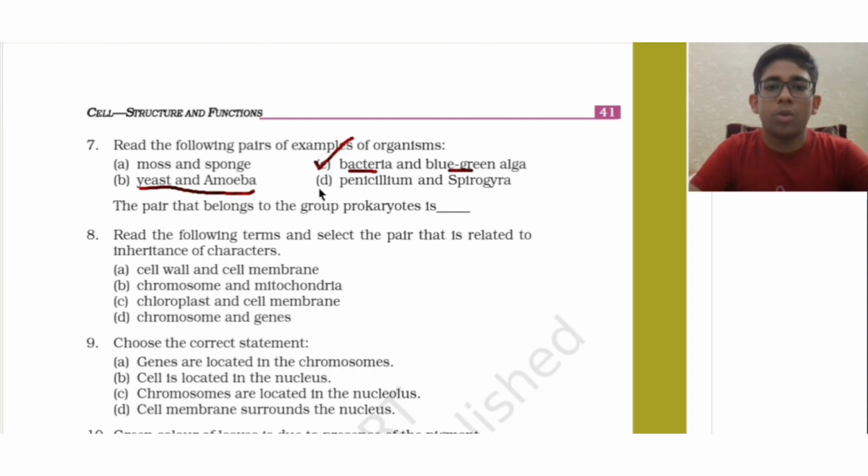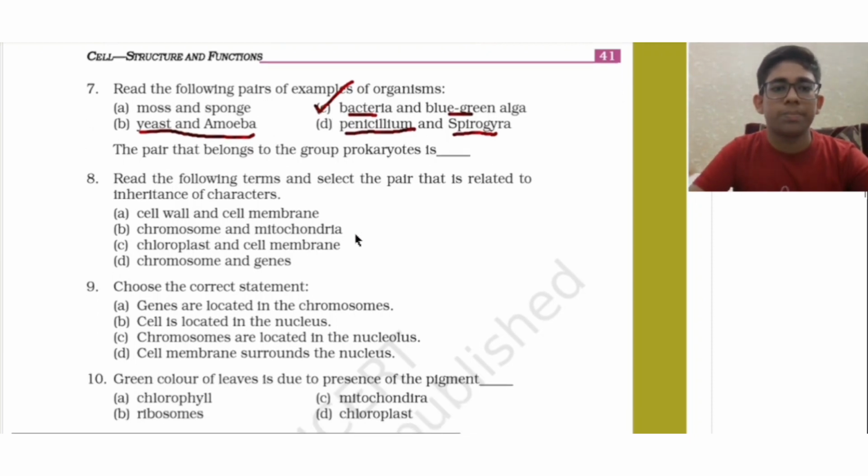Let's also look at the fourth option, penicillium and Spirogyra. So penicillium is a fungi from which the penicillin is obtained, and Spirogyra is an algae. It is a freshwater algae. So both of these are not prokaryotes. So the correct answer remains option C.